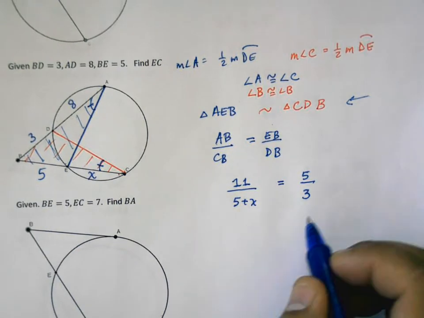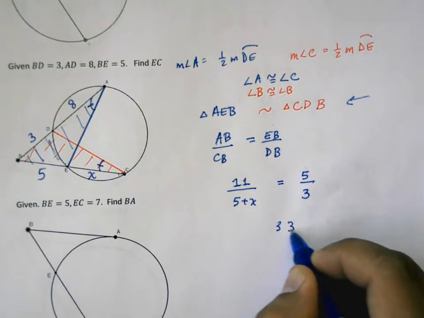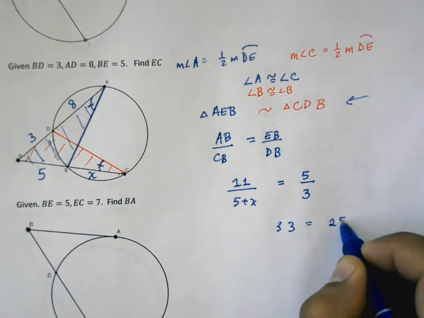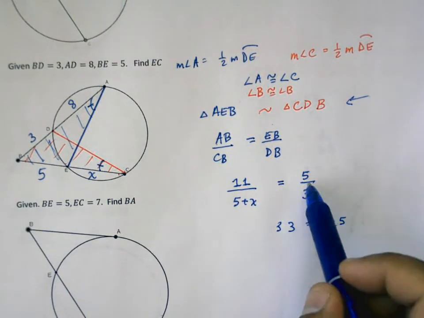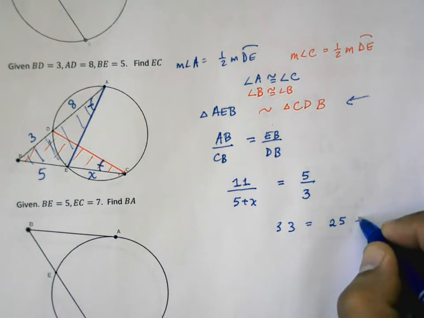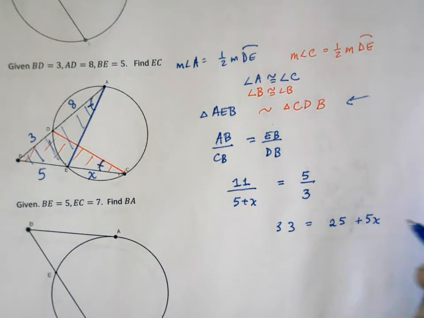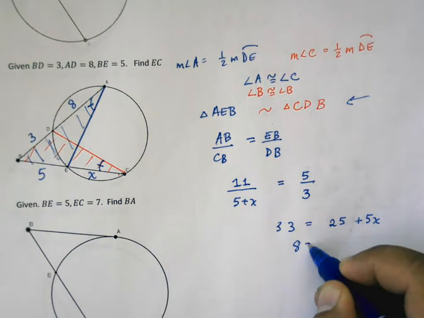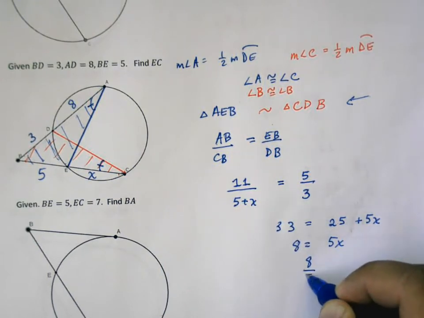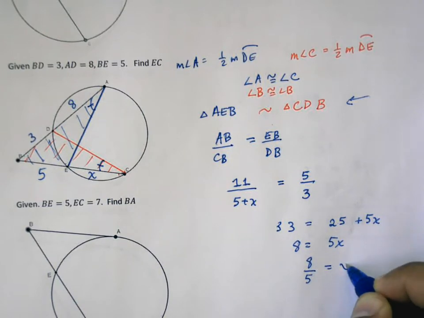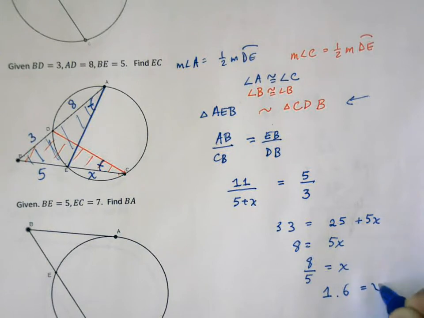From this point on, we do cross multiplying. You get 33 is equal to 25. This is really 5 times 5 plus x, so 25 plus 5x. Subtract 25 from both sides, we get 8 equals 5x. Divided by 5, we get 8/5 equals x. Or you could also write this as 1.6 equals x. That would also work as well.